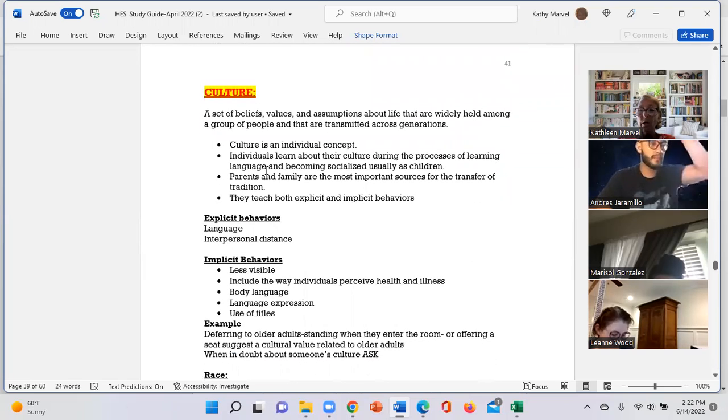The next concept we talked about is culture. We talked about this all term. In our diverse world right now, we are going to be taking care of and communicating with people from every culture. So this talks about how to be culturally competent. What do we need to do?